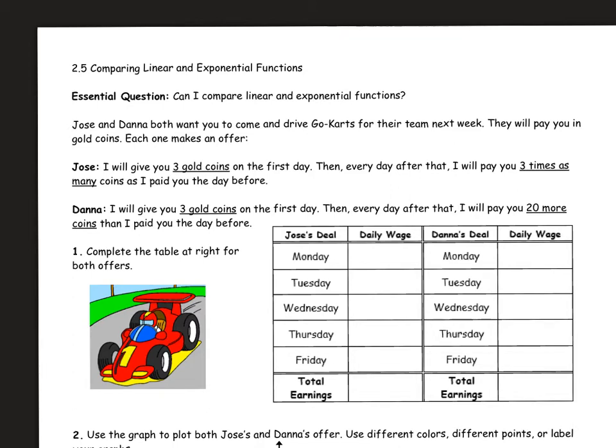You know, we've learned how to write equations. We've learned how to tell if it's linear or exponential from a table, from a graph, from an equation, from a story problem. Now we just have one kind of big story problem we're going to work through.